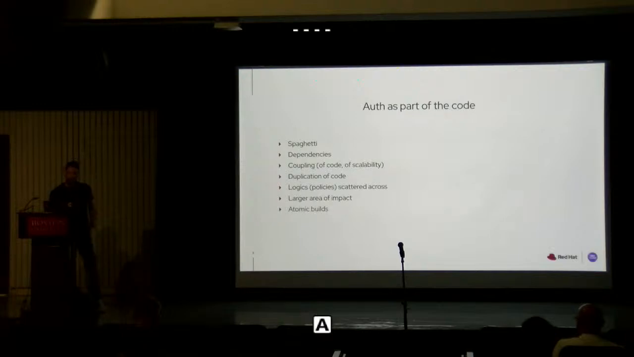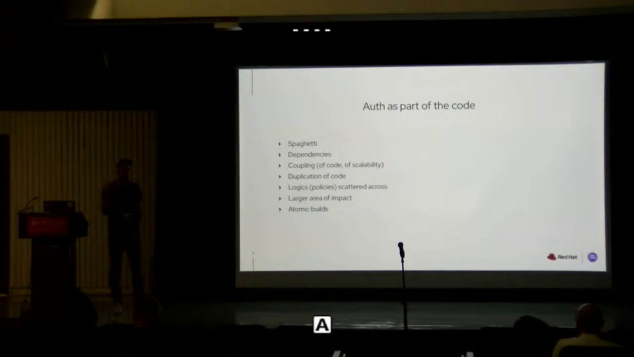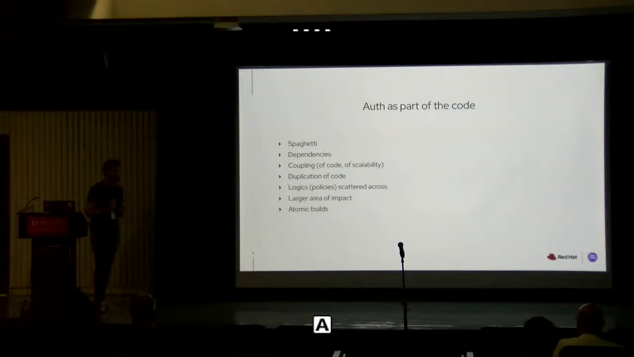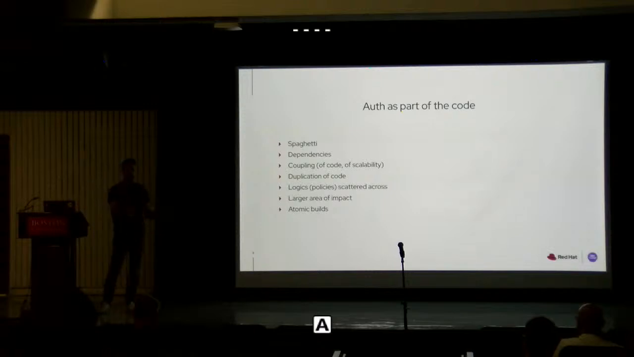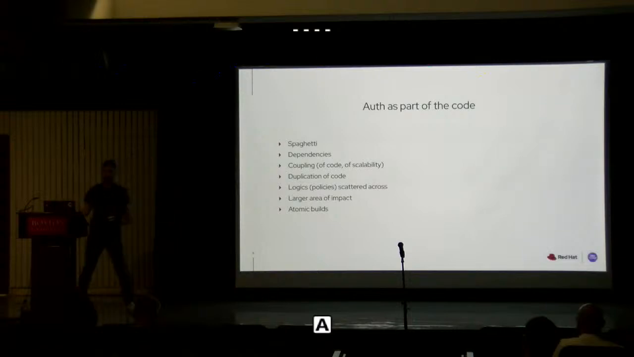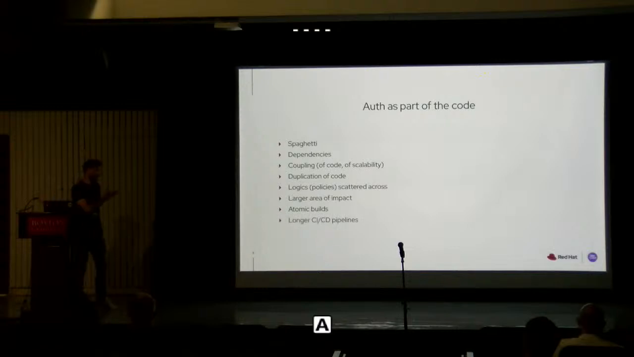Atomic builds. By that I mean, whenever I say auth, by the way, it's kind of short for authentication and authorization, or anything related to those things. When those things are part of the same application, if you modify anything in the auth concern, that also means rebuilding the rest of the application, obviously, right? It's all part of the same thing. And that translates to things like longer CI/CD pipelines, more testing, etc., right?